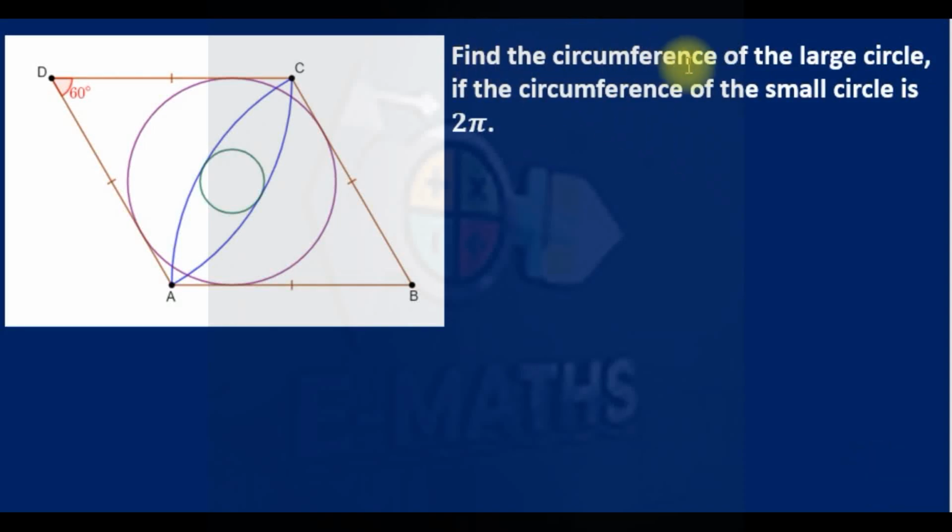So we're asked to find the circumference of the large circle if the circumference of the small circle is 2 pi. So I will solve this question in two parts. First, I will relate the big circle with the rhombus. As you can see, the sides are congruent and it's a quadrilateral, so it's a rhombus. It's not a square because one of the interior angles is 60. So I have to relate the rhombus with the big one.